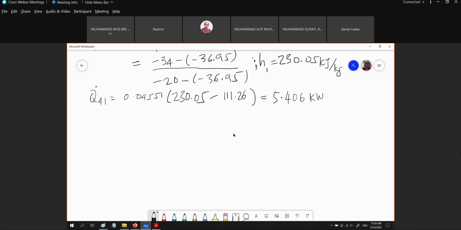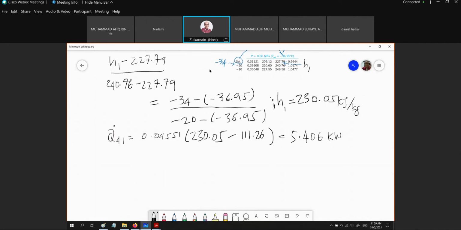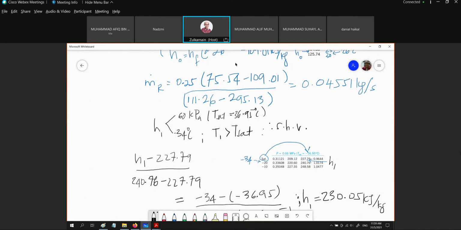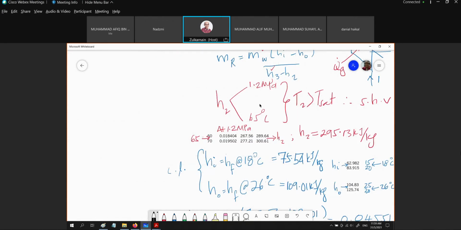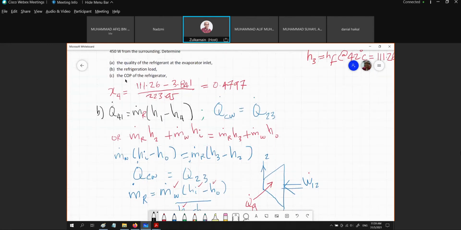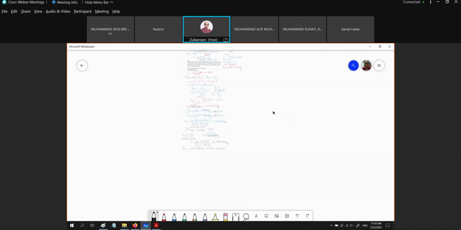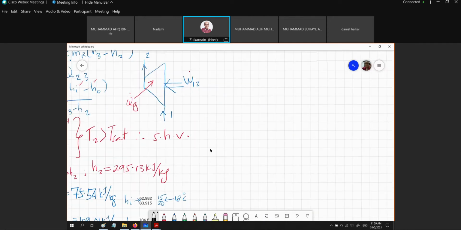Okay. That is for the refrigerated, or what is said to be, in this case, refrigeration load. Okay, now we want to get what is the COP.